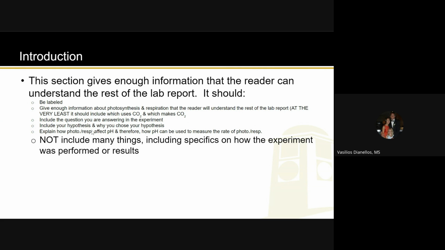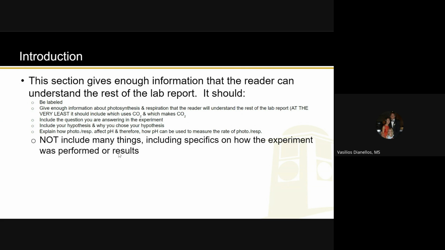Now, don't get me wrong. Like I just said, you do explain how photosynthesis and respiration change the pH. So obviously, when you're explaining that, you would mention we're using pH to measure the rate of photosynthesis. This is how photosynthesis changes pH. This is how respiration changes pH. But you're not going to get into the little details, like I had this many lamps and I placed these things this close to the lamp, and so forth, right? You don't want to do that.